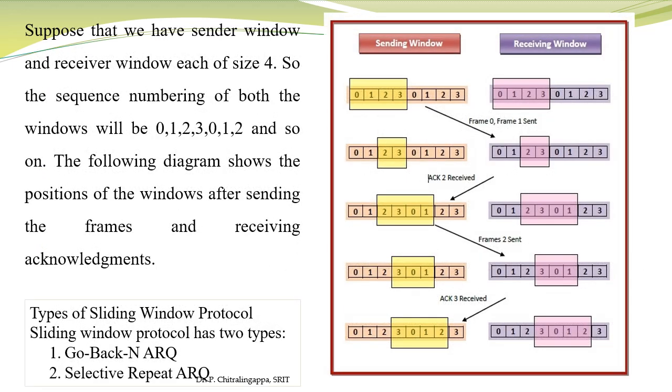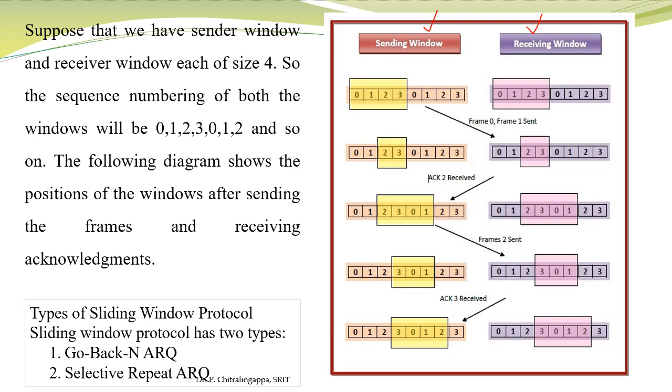Let us assume one small example. Here there is a sender window and a receiver window. We are sending the frames one by one. For example, the sender window capacity is 4 and the receiver window capacity is 4. Frame 0 and frame 1 are sent. Whenever any frame is sent, the window immediately moves to the next frame. And whenever the receiver receives any frame, its window also slides to the next frame.